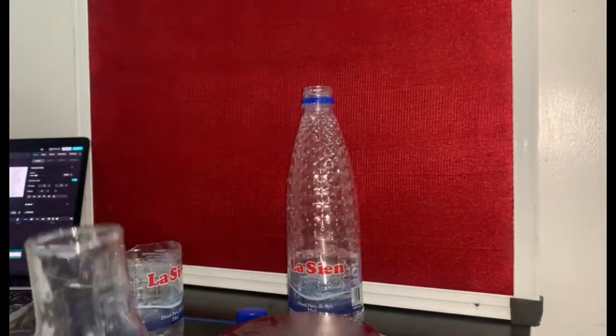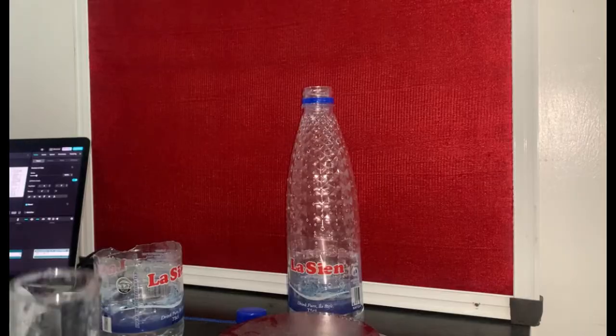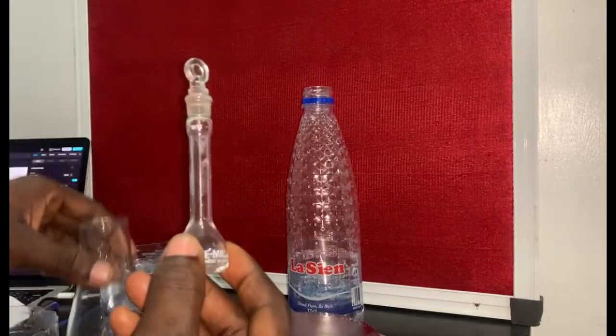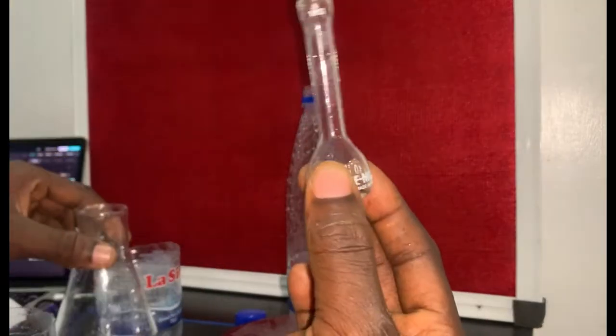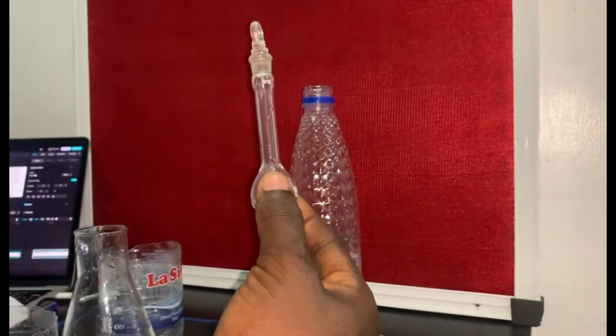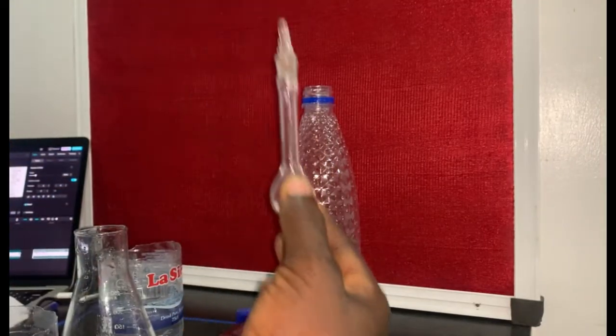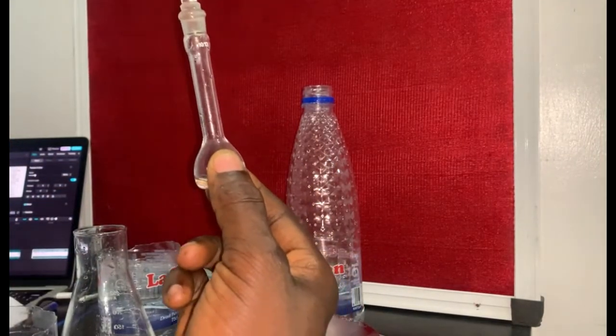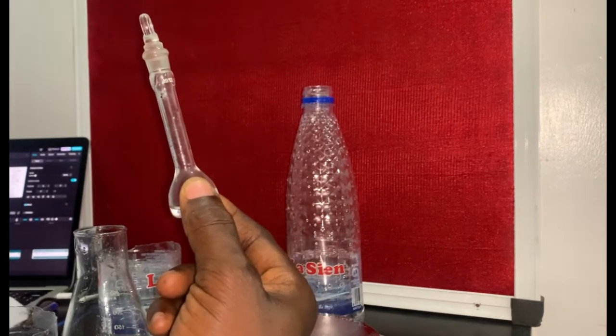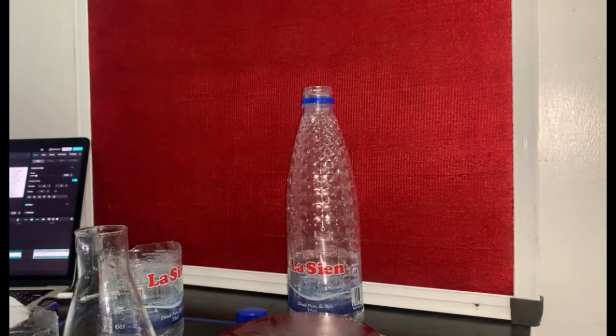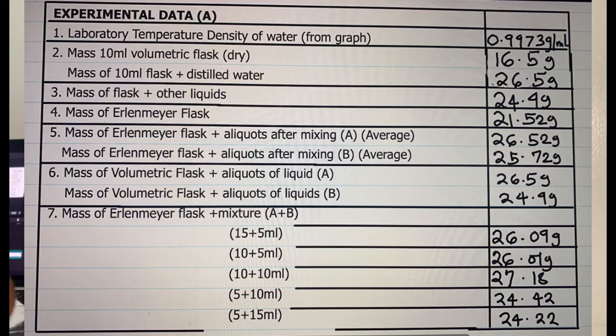and then once again I transfer 10 ml from here into my volumetric flask, and I'll wait, and I'll get the mass of the third mixture. I'll do it for the fourth mixture, and I'll do it for the fifth mixture. All right, so after which we can now carry on with our calculation.